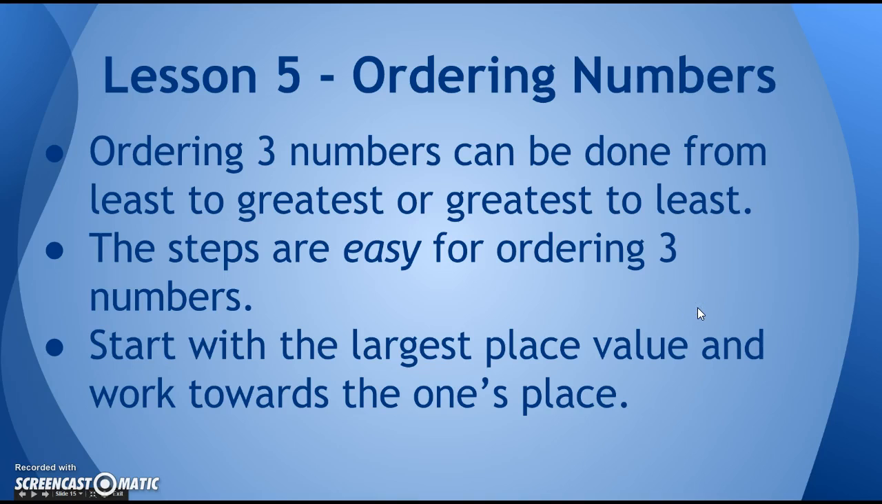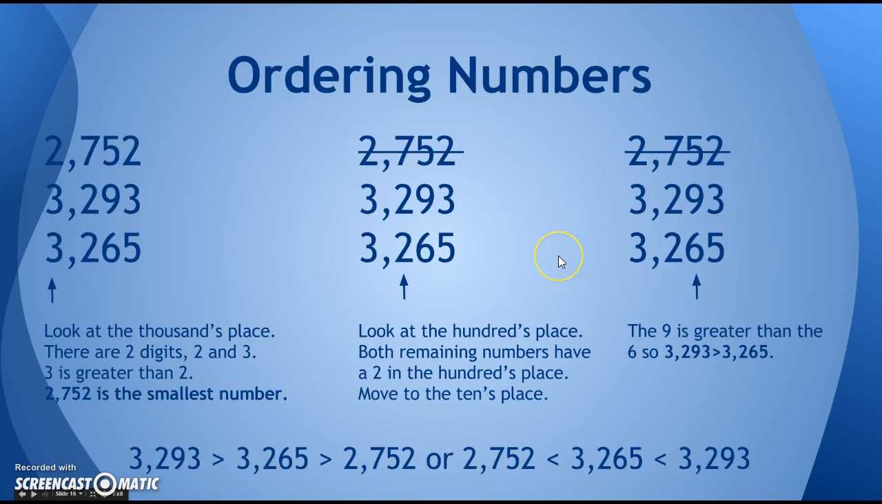So now we're going to look at ordering three numbers. Ordering three numbers can be done from least to greatest or greatest to least. The steps are easy for ordering three numbers. Just like what you did for two numbers, you're going to do the same thing for three numbers. You're going to start with the largest place value and work towards the ones place. So here we have three numbers. We have 2,752, we have 3,293, and we have 3,265.